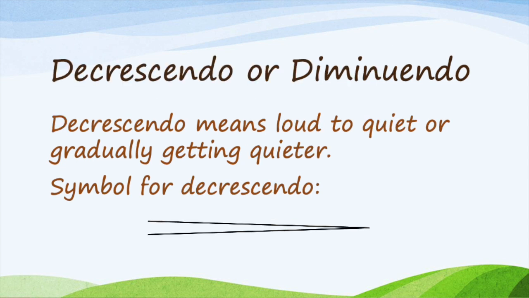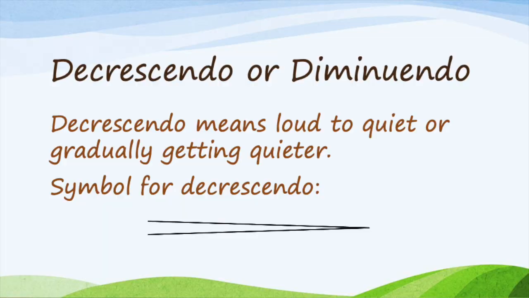The opposite of a crescendo is a decrescendo. It goes from loud to quiet, or gradually getting quieter. It's also called diminuendo. The symbol is the reverse of the crescendo and looks like it is going from loud to quiet. Here's an example of decrescendo or diminuendo.